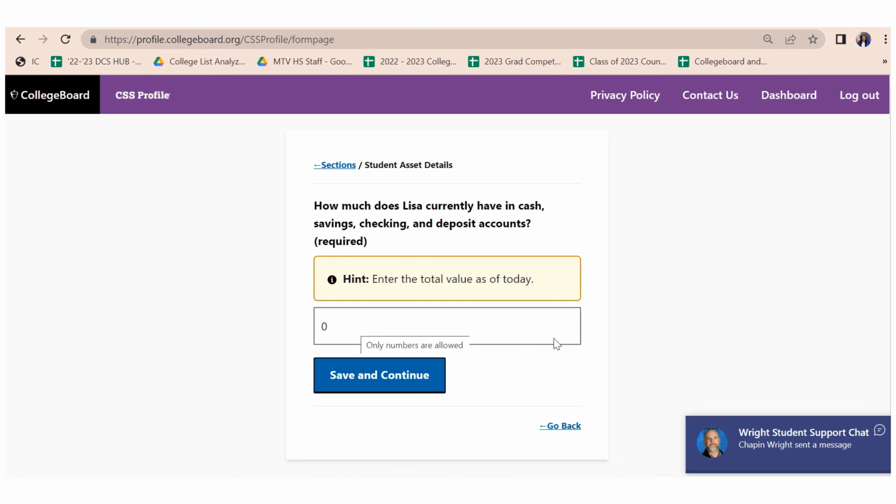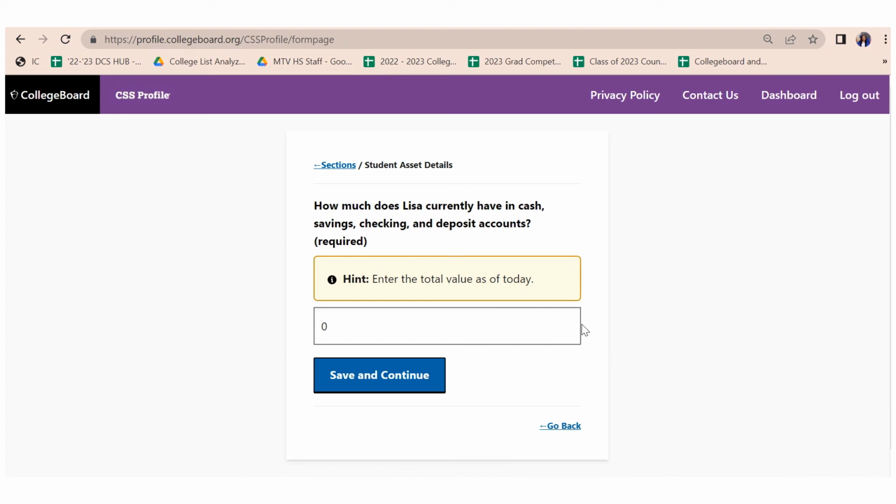Definitely recommend putting 0 unless you have a significant amount of money sitting there. And if you do, please check in with your college counselor before entering an amount and submitting this, because this will definitely affect the amount of financial aid that students get.